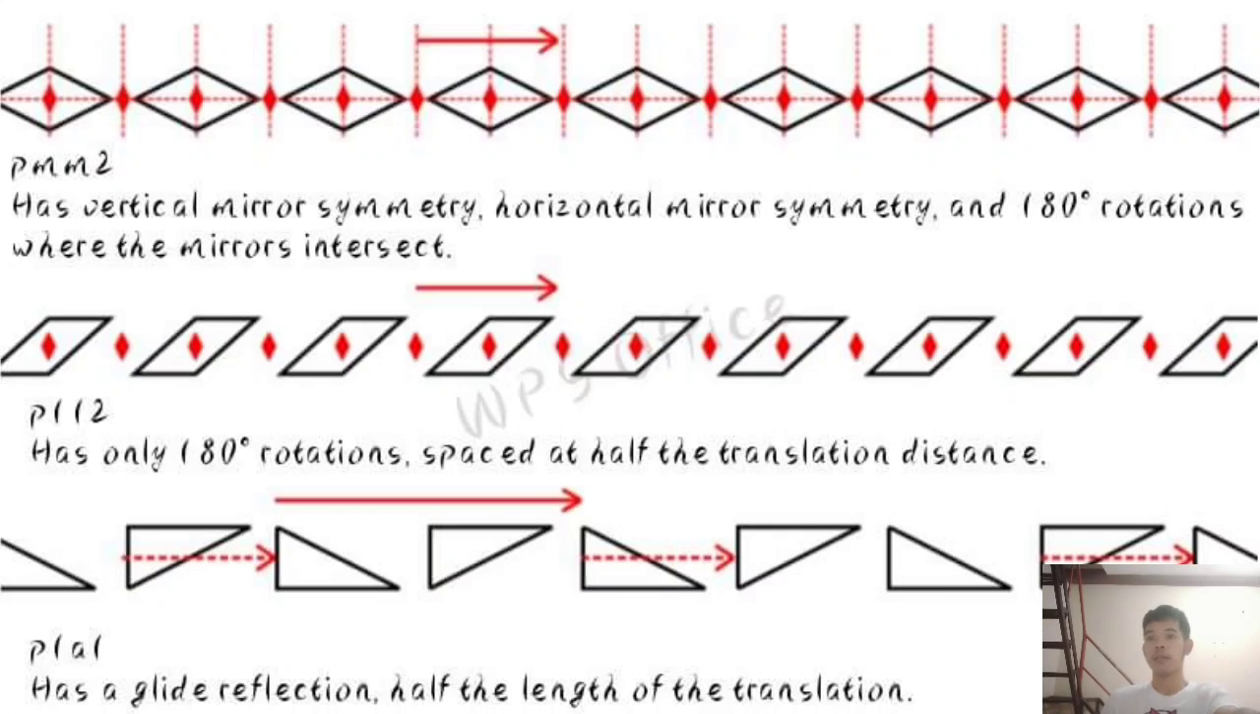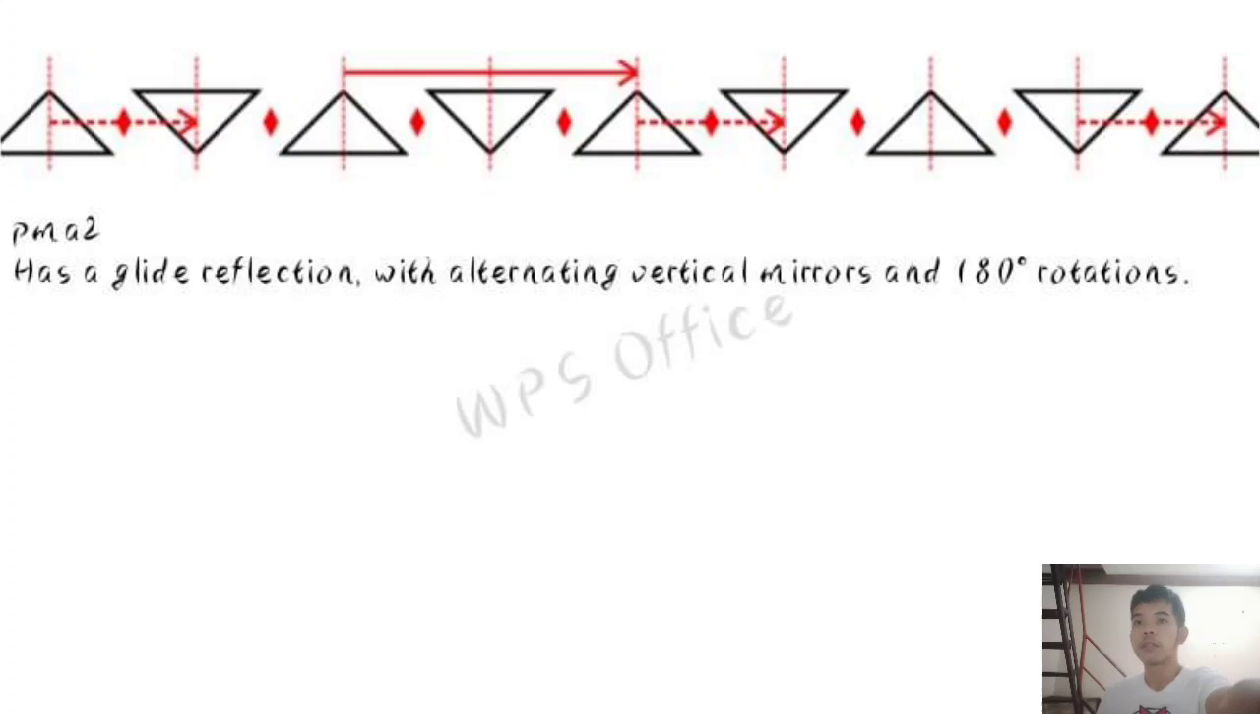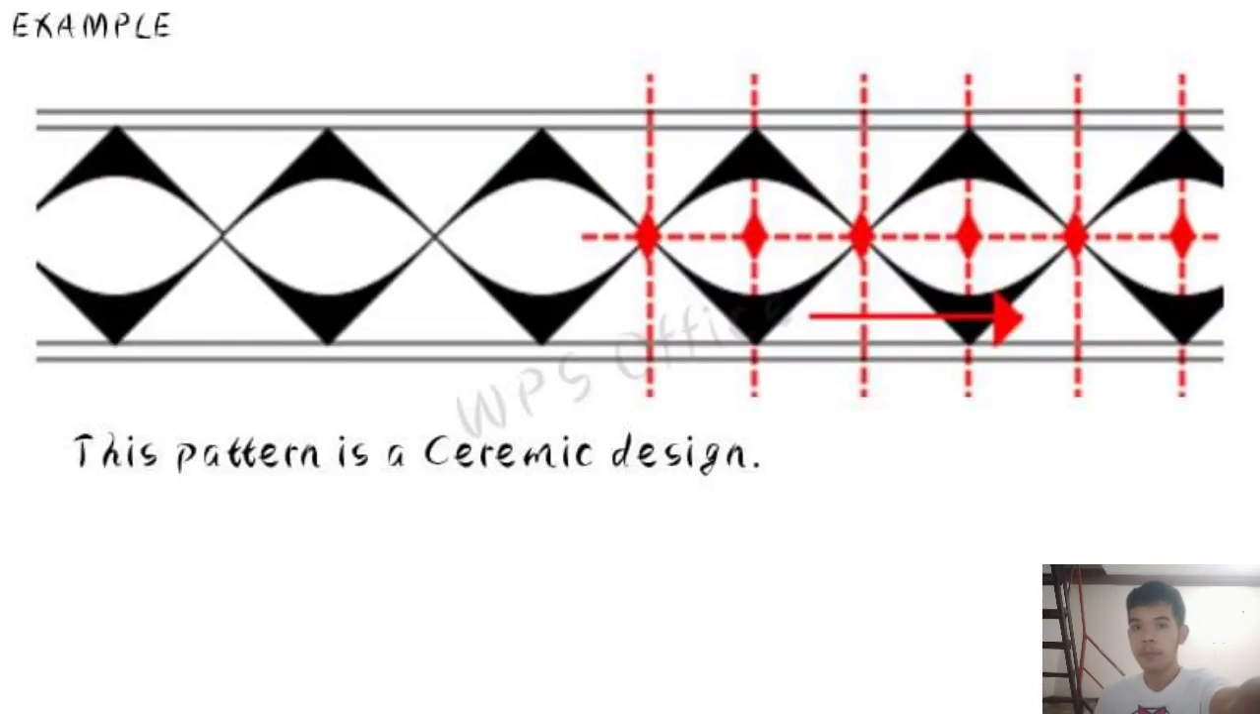P112 has only 180 degrees rotation, spaced at half the translation distance. P1A1 has a glide reflection, half the length of the translation. And PMA2 has a glide reflection with alternating vertical mirrors and 180 degrees rotation. So some examples are these.